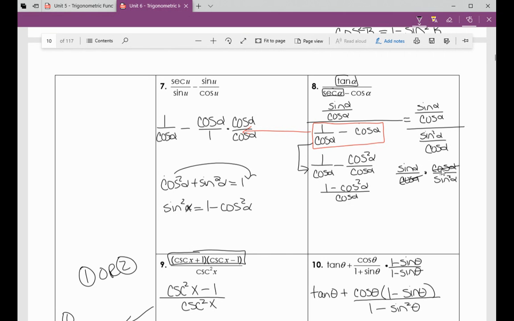When everything cancels, I am at 1 over sine, which is cosecant. And that would be your final answer. Any questions about that one? It takes a lot of patience and a lot of practice with these.